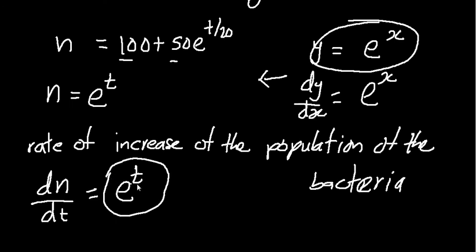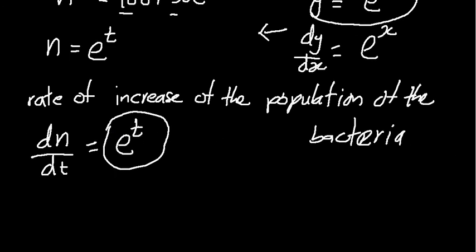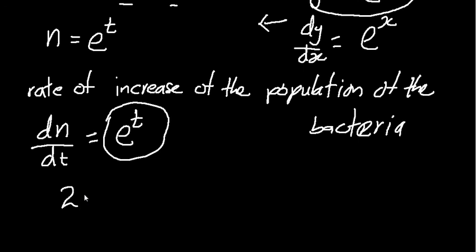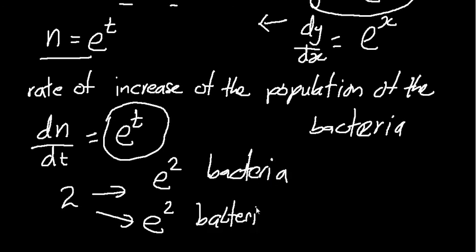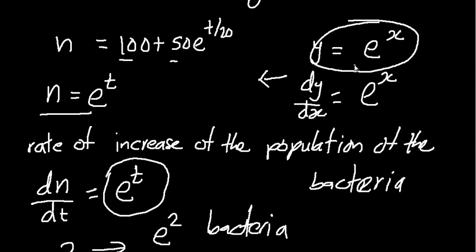Sounds silly. So let's say on day number 2, what's the rate of increase of bacteria and the number of bacteria? The number of bacteria on day number 2 would be e to the power of 2, I use this formula. The rate would also be equal to e to the power of 2. So this is bacteria, whereas this is bacteria per day. So that's something very unique with this number e.